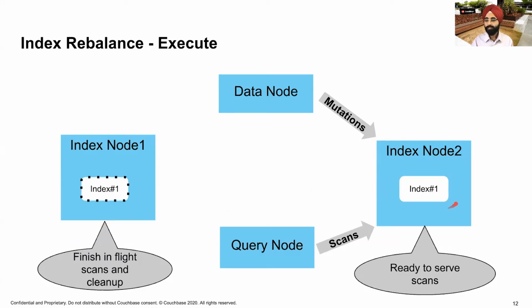Once the index on the destination is ready to serve scans, the query node will switch over to using that index. The important thing to note here is that on the old index node, any scan which was in progress will still finish before any cleanup happens. And that ensures that there are no scan failures during rebalance.